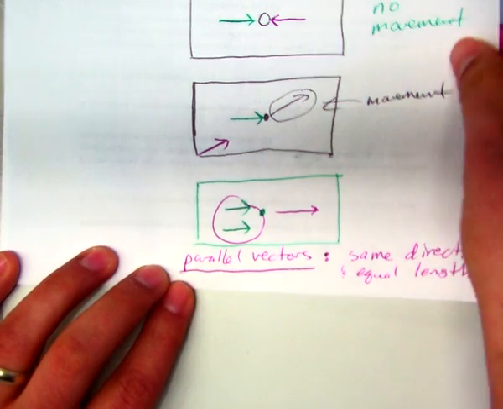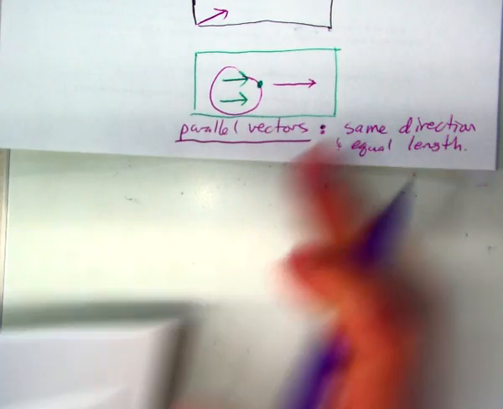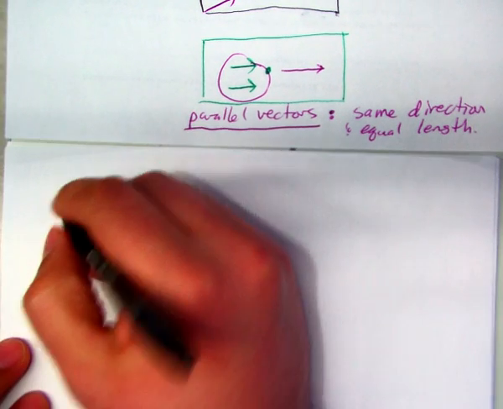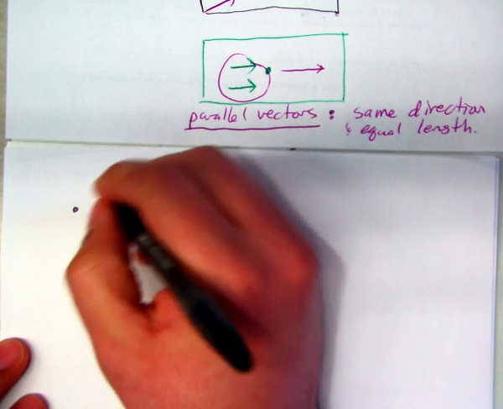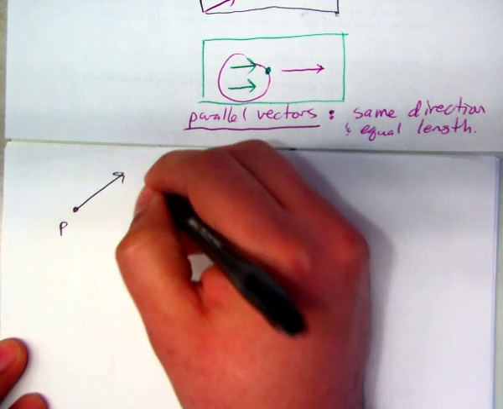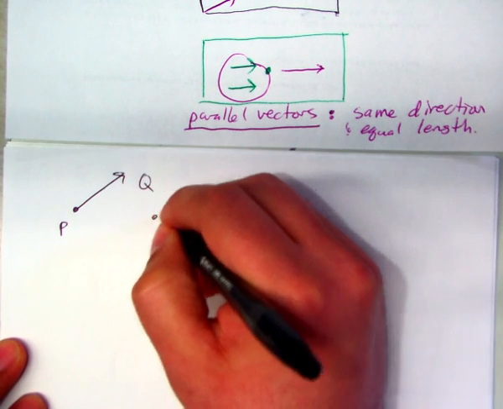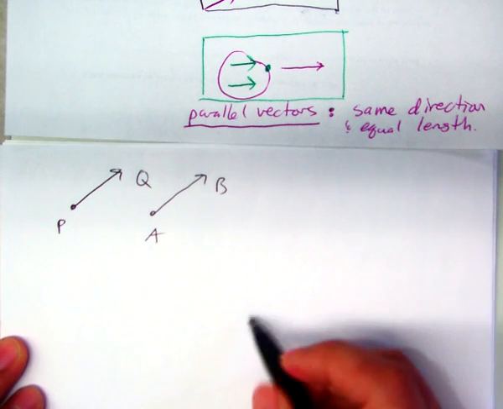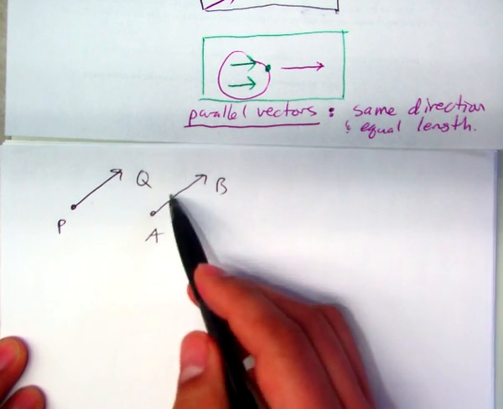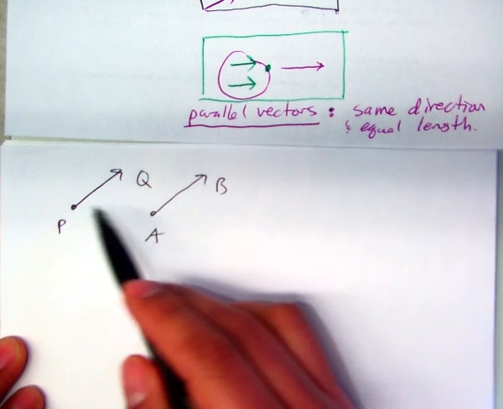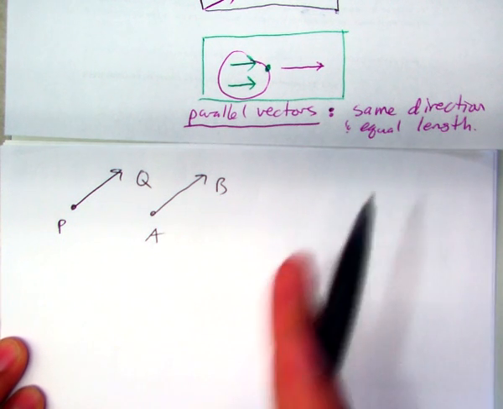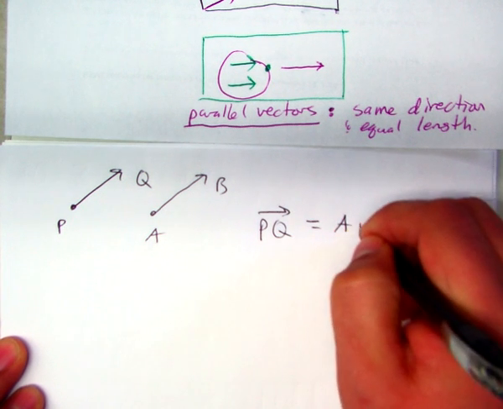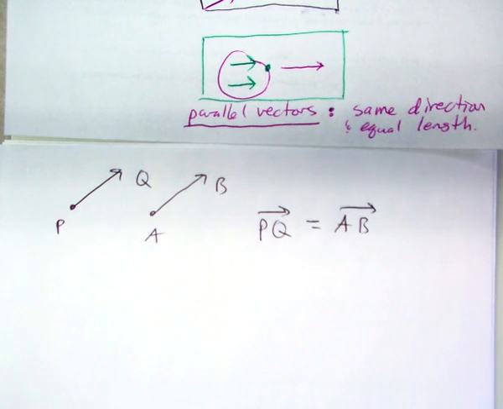Okay, so if we have P to Q and A to B, may not be perfect, but we can say that these are parallel because they look pretty much the same length and they're pointing in the same direction. So here we would say that PQ is actually identical to vector AB. Okay?